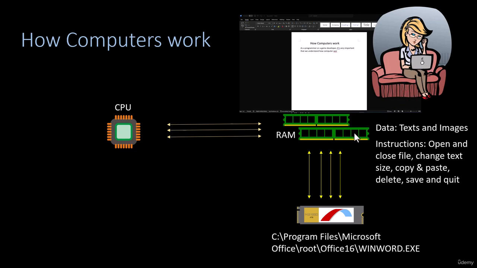And you are actually working with the application and the data in the computer memory. Data includes the text you're typing and images. An application also contains instructions our CPU needs to execute. For example, when you open and close files, change text, copy and paste text, delete, save, and quit your document. Everything you do happens in your computer memory.